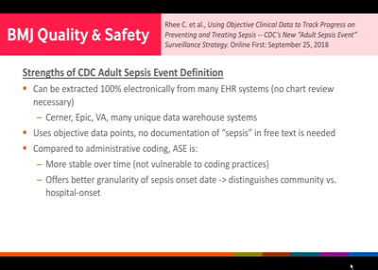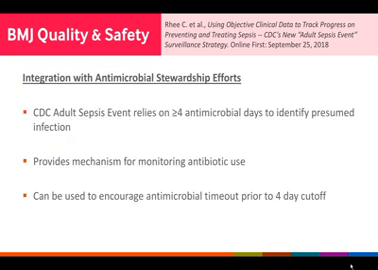And when compared to administrative codes, the CDC Adult Sepsis Event is more stable over time and not vulnerable to coding practices. It also offers better granularity of sepsis onset date to help distinguish between community onset and hospital onset events. It is also possible to integrate sepsis surveillance efforts with antimicrobial stewardship efforts. Recall that the CDC Adult Sepsis Event relies on at least 4 antimicrobial days to identify presumed infection. Thus, the definition provides a mechanism for monitoring antibiotic use, and the presence of this definition can be used to encourage antimicrobial timeouts prior to the 4-day cutoff.